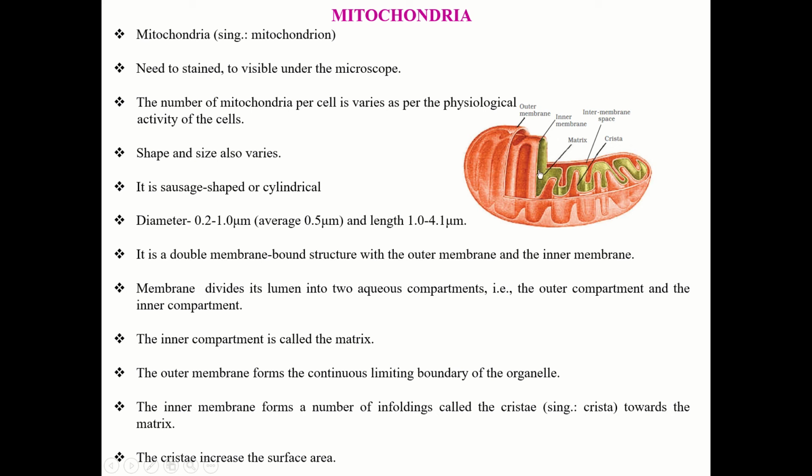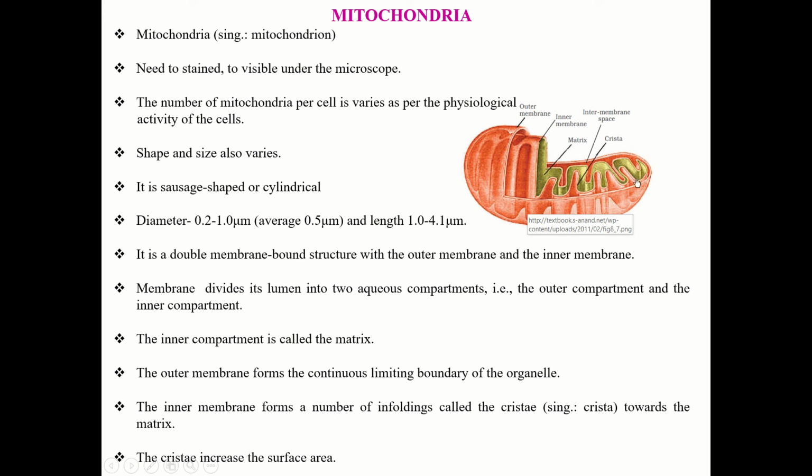The outer membrane forms the continuous limiting boundary of the organelle. This is the continuous boundary of the organelle, the outer compartment. The inner membrane forms a number of foldings called the cristae. Now you can see this is the inner membrane and it has the folding like this.